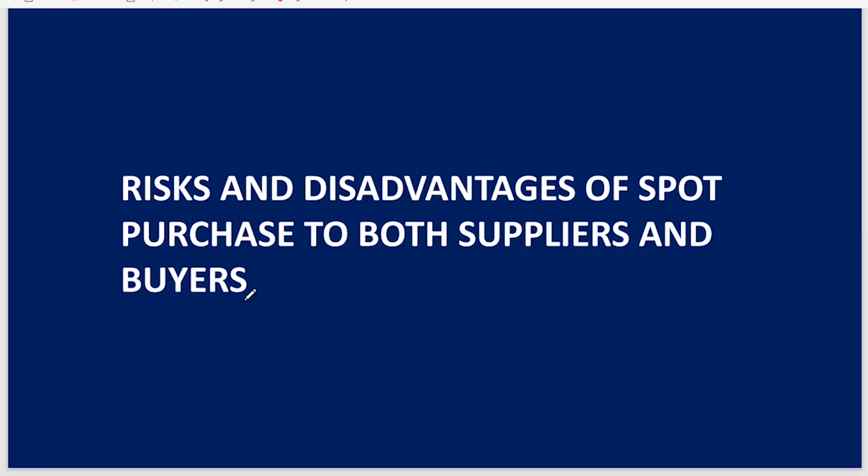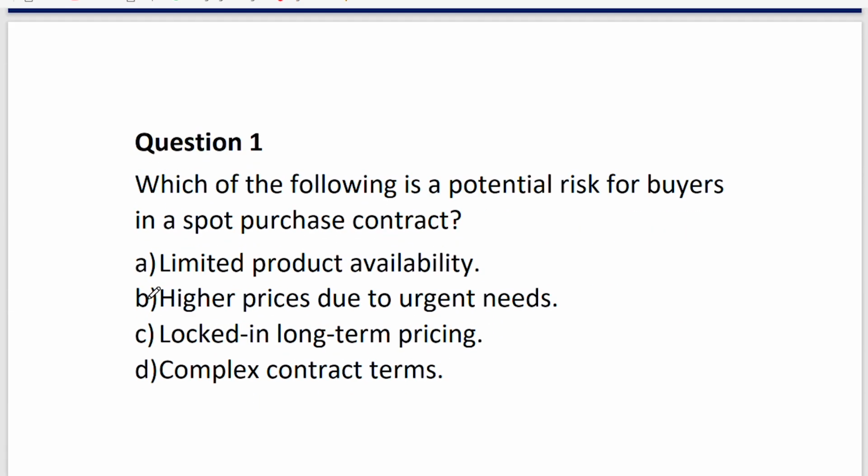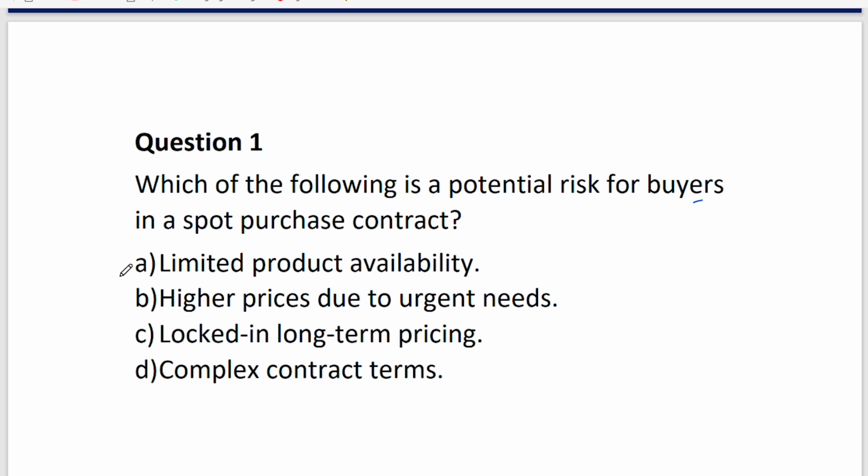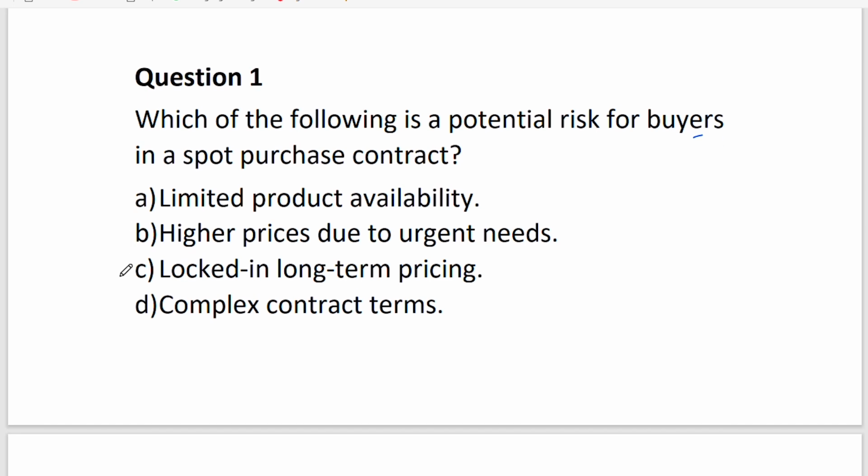So, what is spot purchase, examples of spot purchase, where do you use them? Then we've talked about advantages. Now let's see, what are the questions that test your knowledge of risk associated with those contracts? So in this case, number one, which of the following is a potential risk for buyers in a spot purchase contract? Risk, buyers, okay? Is it limited product availability? Is that the risk? Is it higher price due to urgent needs? Is it locked-in long-term pricing? Is it complex contract terms?